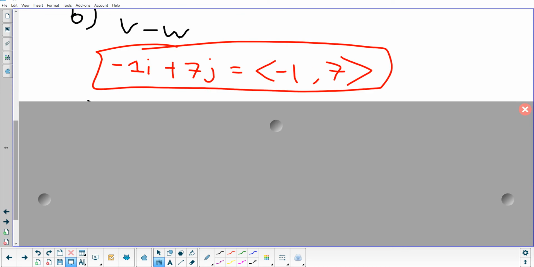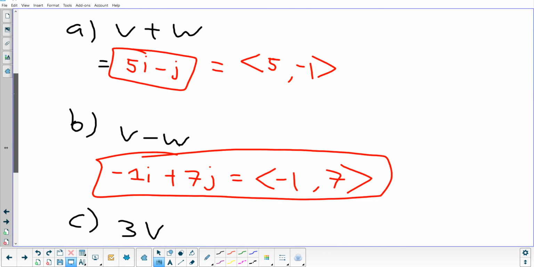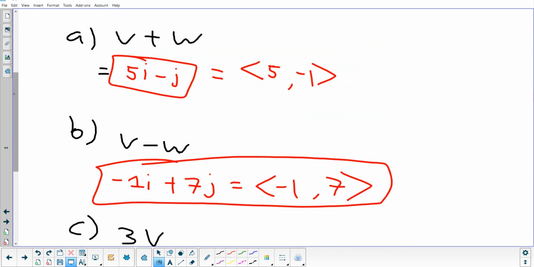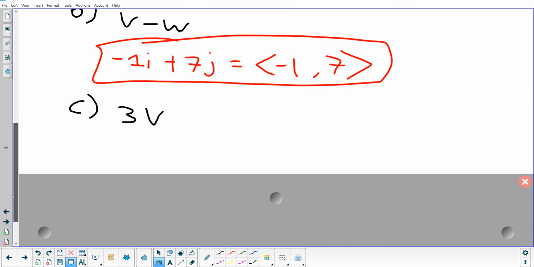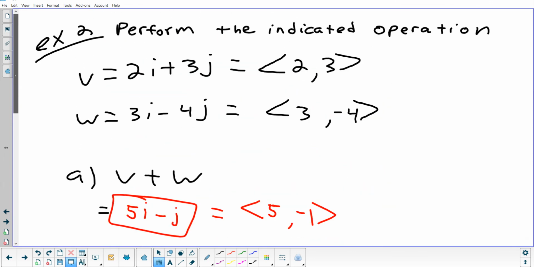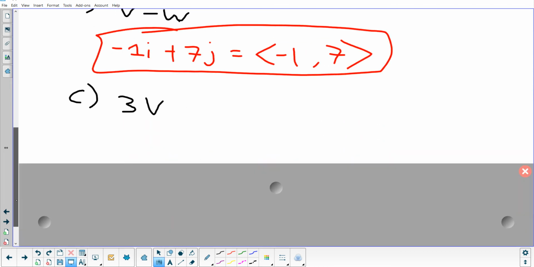All right. Both of those involve two vectors, adding and subtracting, or what you call a binary operation, because you need two of them to do the operation. Scaling is not. You only need one vector to scale, so this one we're not using w. What would 3v be? 6i plus 9j.